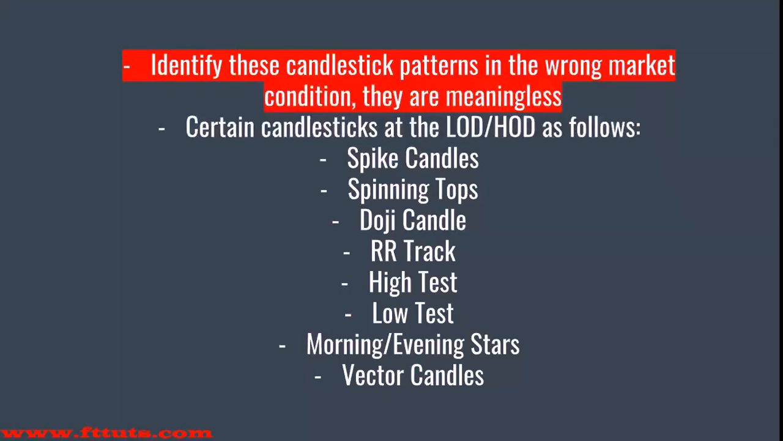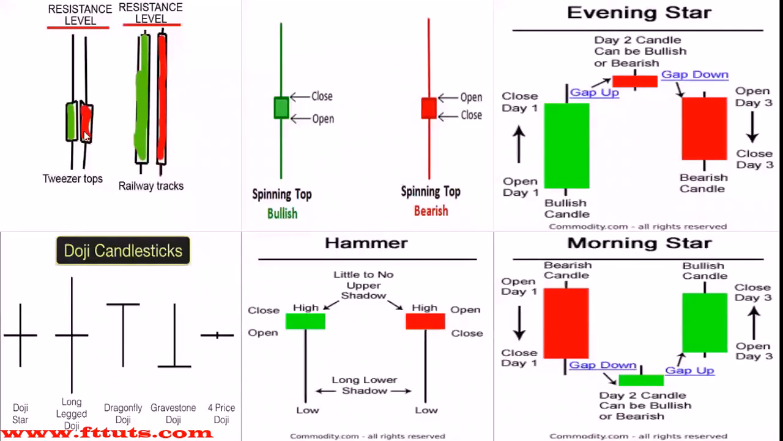We have spike candles, spinning tops, doji candles, railroad tracks, high test, low test candles, morning stars, evening stars, and vector candles. Those are just some of the most common types of candlesticks that will occur when we see our M and W formations. And like I said, these are only useful when they are at the right time, during the London or New York stop hunt. That's when they are effective. Otherwise, they're meaningless. So let's go into this a little bit here.